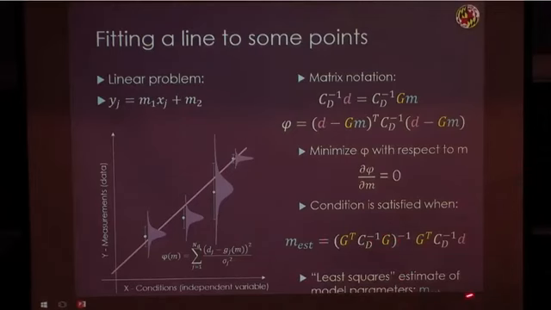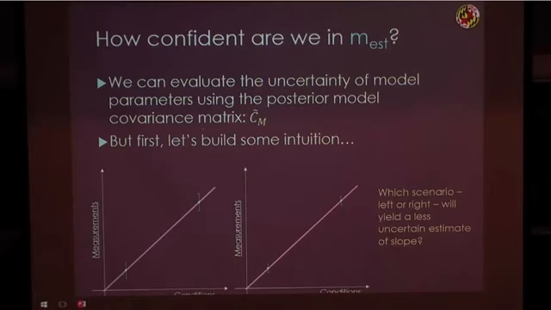So now we want to ask a question, which is how confident are we in our inferences of the model parameters? In this case, it's just two model parameters. One is the slope, one is the y-intercept. How confident are we in those inferences? Well, we can actually evaluate the uncertainty of the model parameters using what's called the posterior model covariance matrix, C sub m, with a little tilde to tell you that it's special. Because there's one that doesn't have the special.